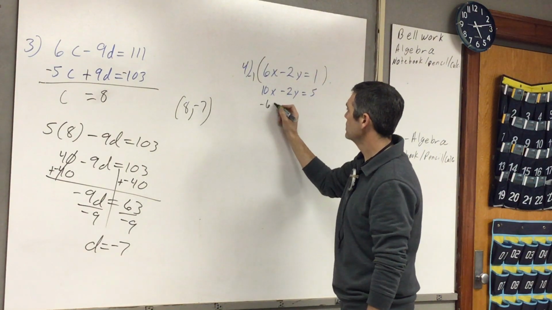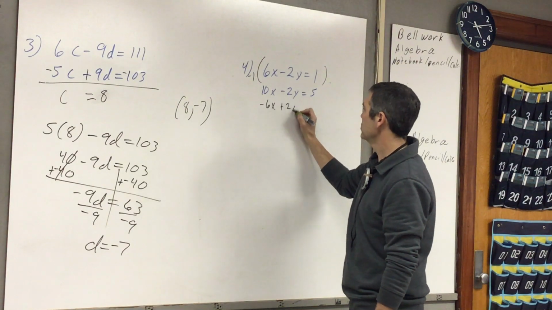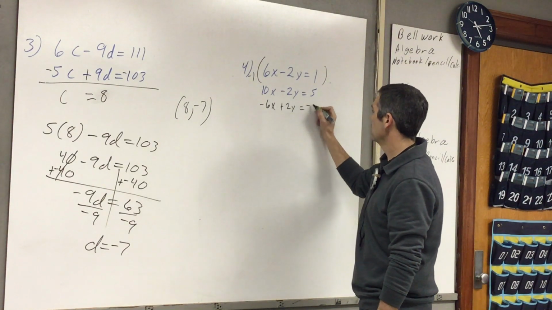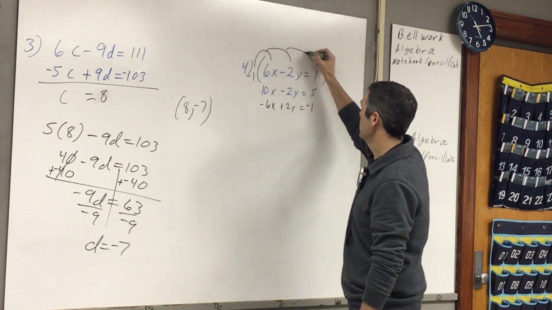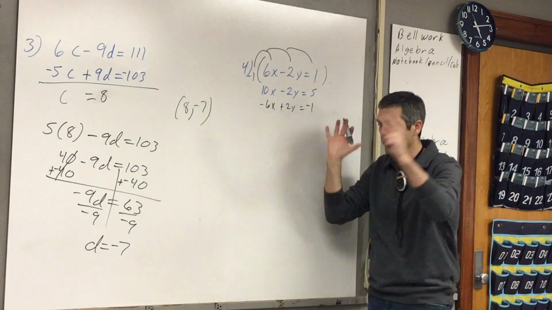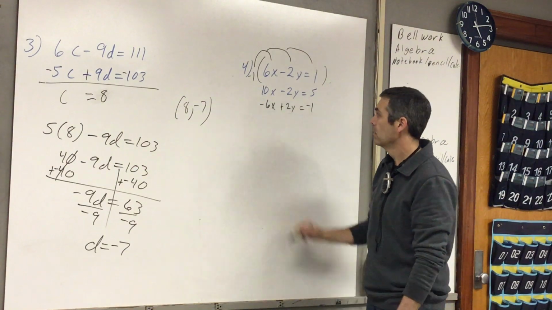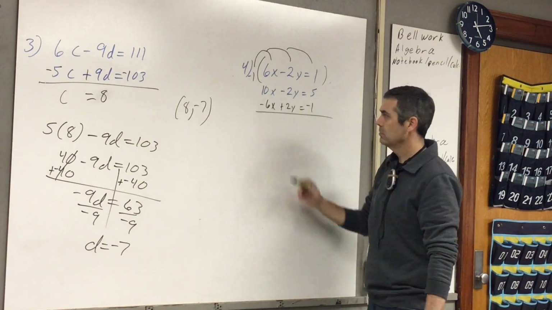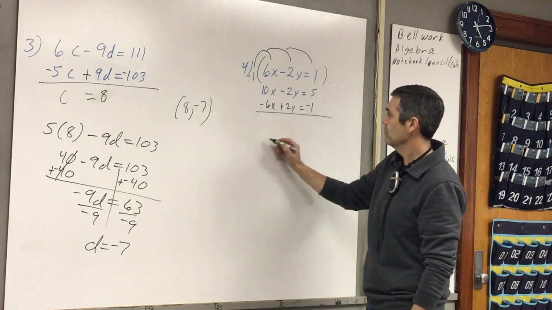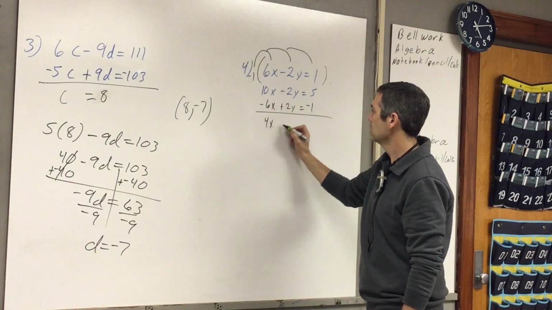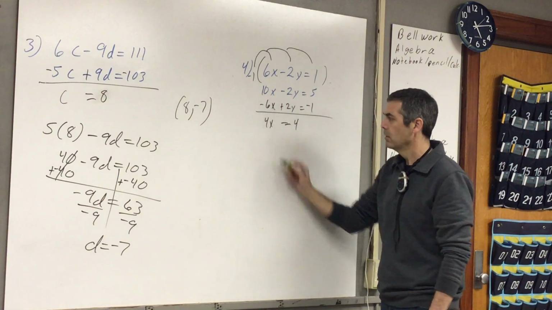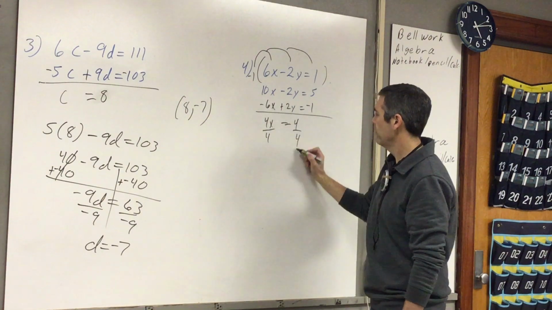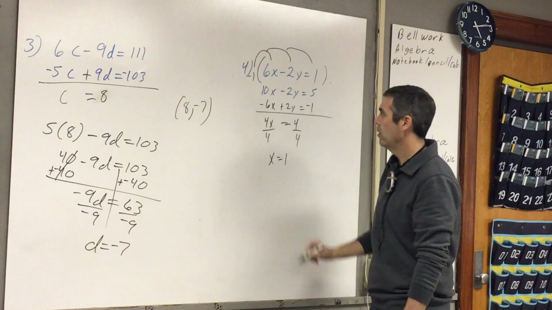So negative 6x plus 2y equals negative 1. Took this, distributed here, here, and here. All the way through, the whole thing. Just change all the signs. Now I'm going to take these two and I'm going to add downwards, right? Gives me 4x, eliminates this, equals 4, divide by 4, divide by 4, x equals 1.